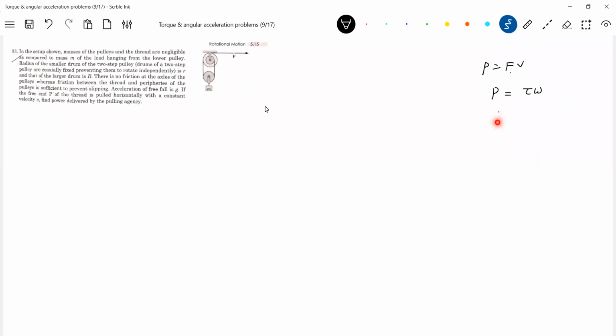Like if a constant torque, or the power acting on a body is a constant, or it varies with time, then what is the angular velocity at any time? So what are you going to do in these problems? What is the power? Power is torque into omega.